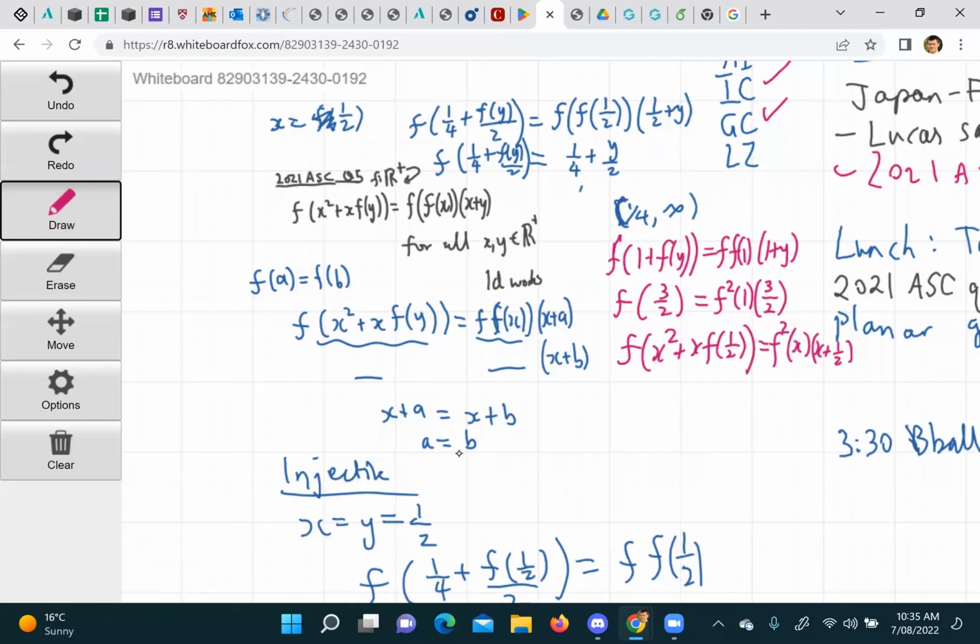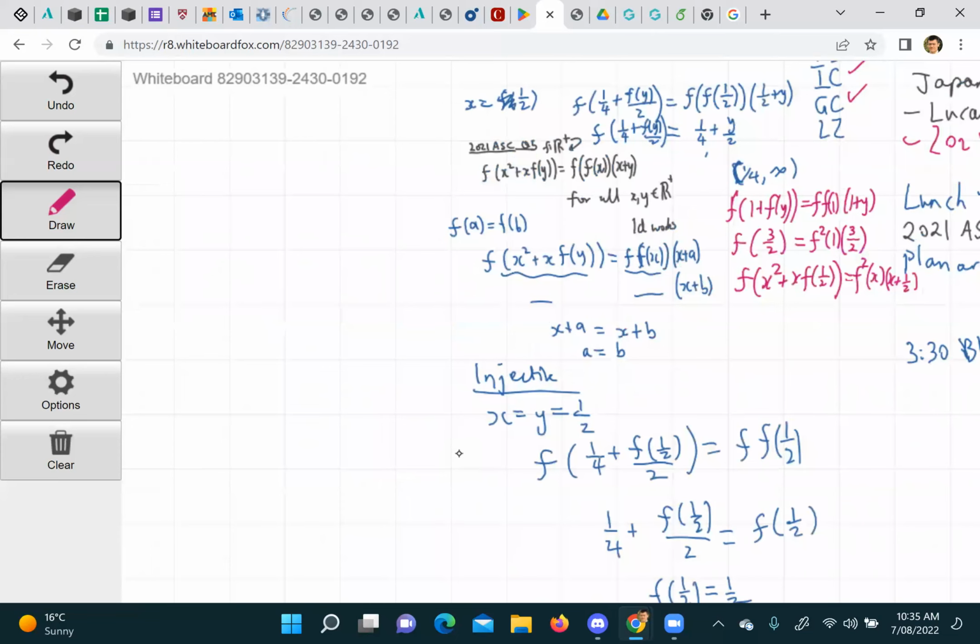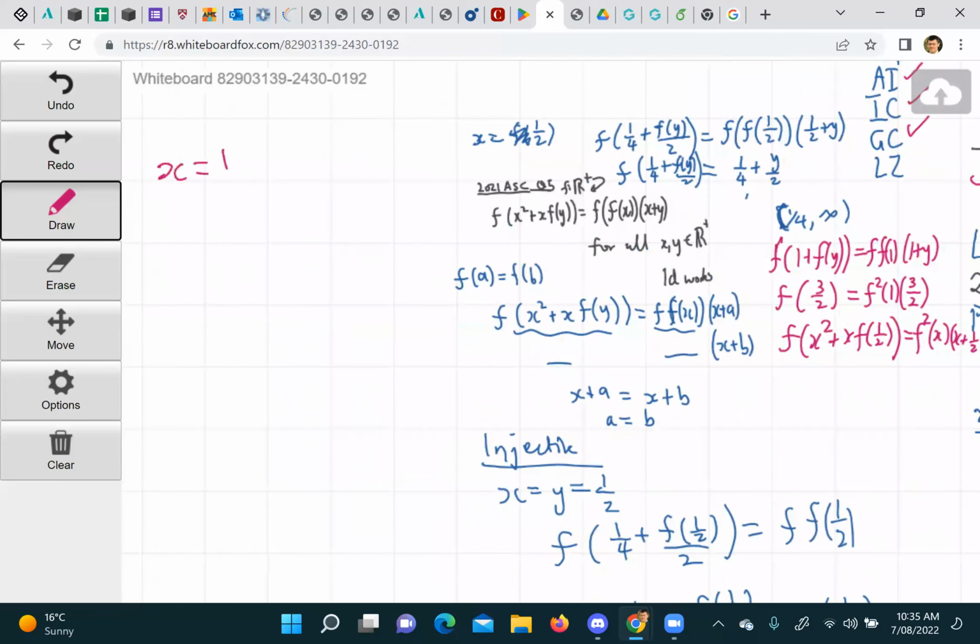I found that f of 2/3 equals f of 1/4 plus f of 1/2. Yeah, I got that one as well. Where'd you get that? You solve x equals half and y equals 1. Wait, x equals half, y equals 1. Okay, so that's this thing here.